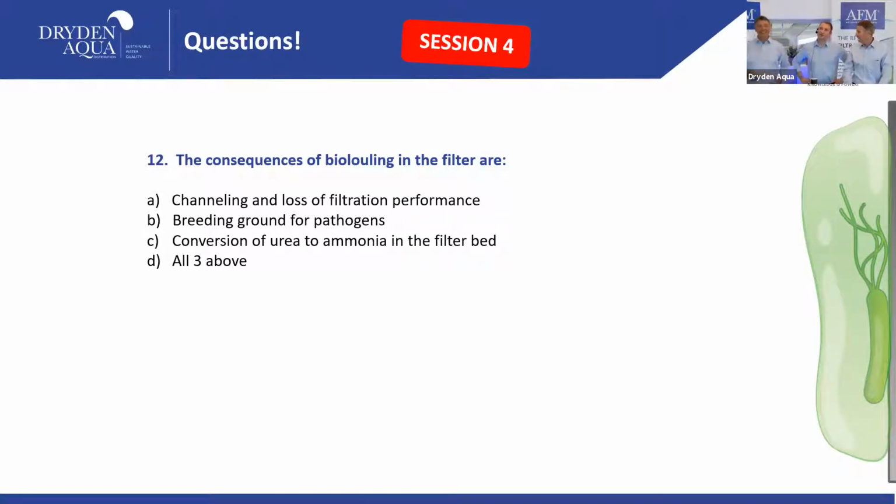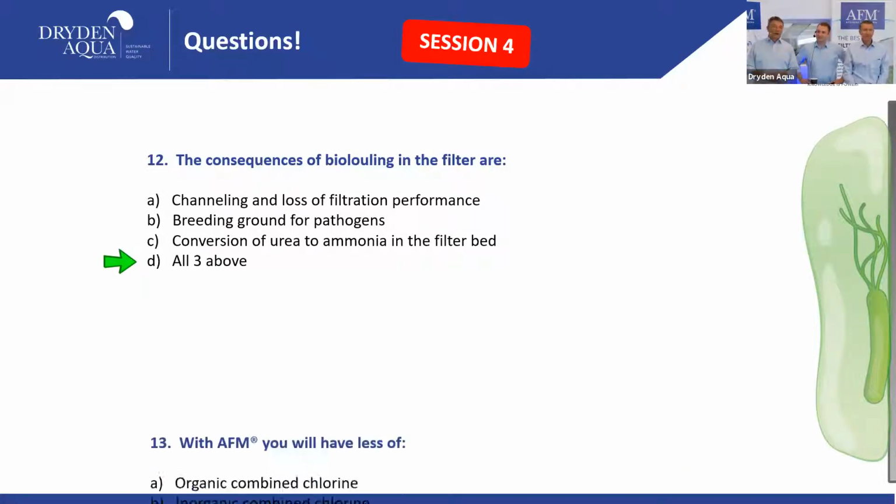Question 12. Consequences of biofouling in the filter are A, channeling and loss of filtration performance, B, breeding ground for pathogens, C, conversion of urea to ammonia in the filter bed, or D, all three above. D, remember, D is always a good one. D for Dryden Aqua. Good. So all of them are right.